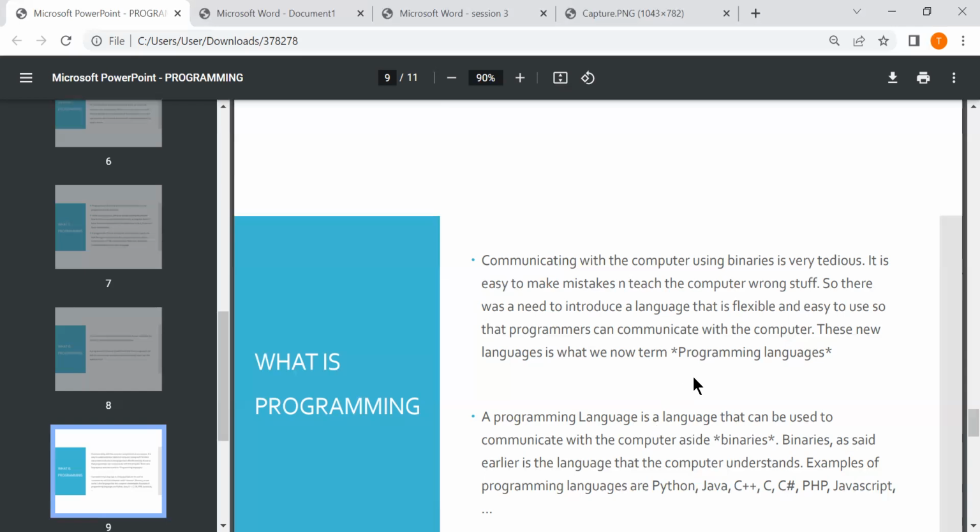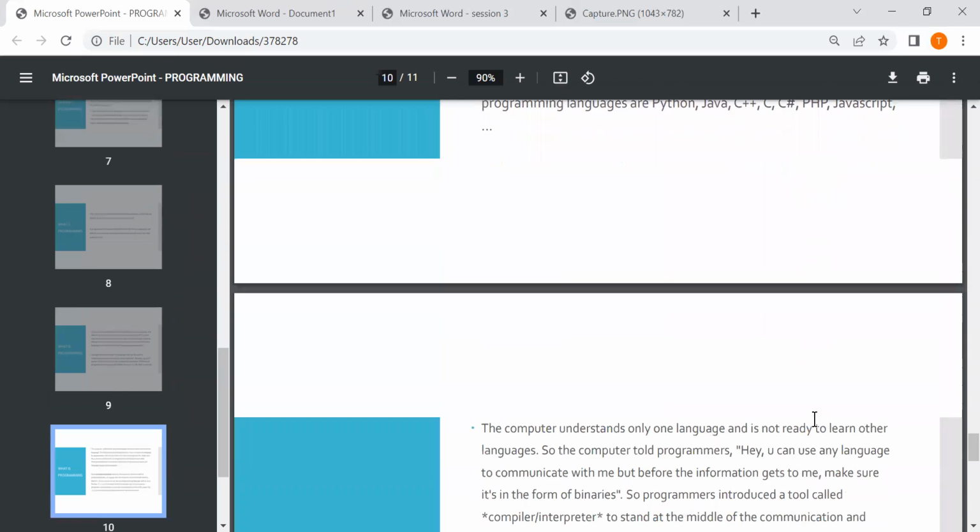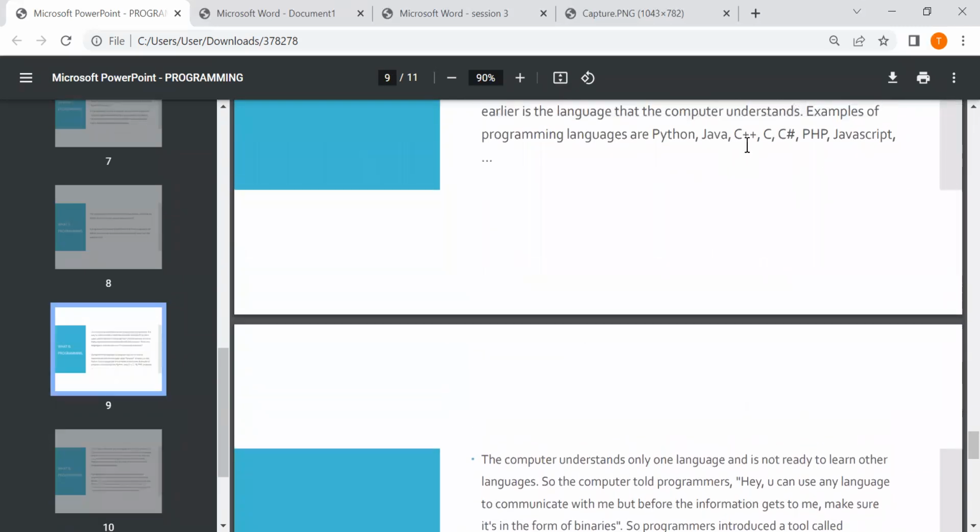So there was a need to introduce a language that programmers feel comfortable with, that they can use to communicate with the computer. And those languages are what we now term programming languages. A programming language is a language that can be used to communicate with the computer, aside from binaries, which, as said earlier, is the language a computer understands. Examples of programming languages: Python, Java, C++, C, C#, PHP. These are languages that you can use to communicate with the computer aside from binaries.